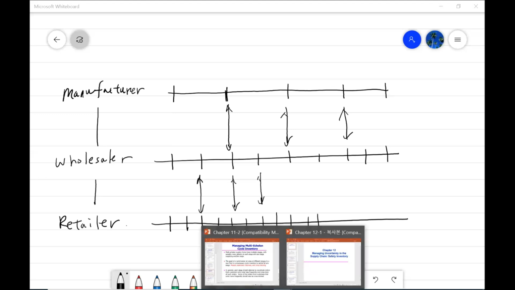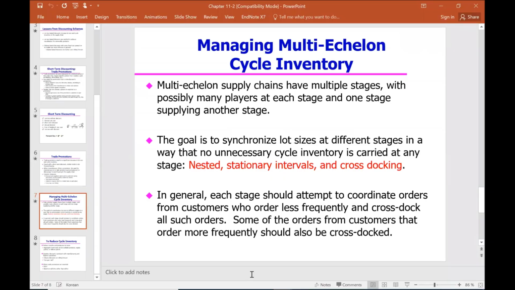Here we're saying the way we can synchronize this lot size, the ordering time in different stages in the supply chain system, is the so-called nested and stationary interval. It means once you have this ordering time in each stage, then you're not supposed to change at all. That means it's a nested and stationary interval. Okay, it's fixed over time. Once you have a certain time interval for the orderings, then you never change.